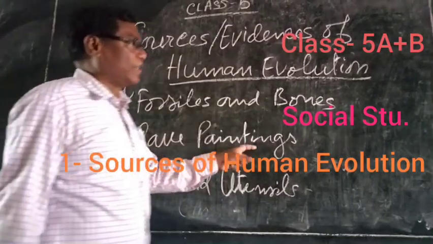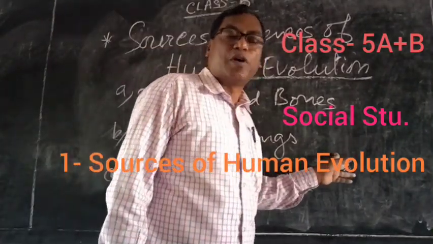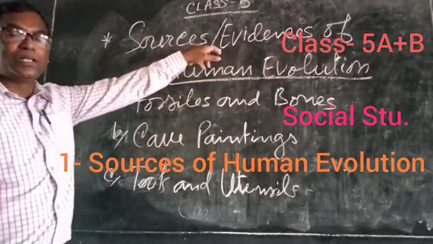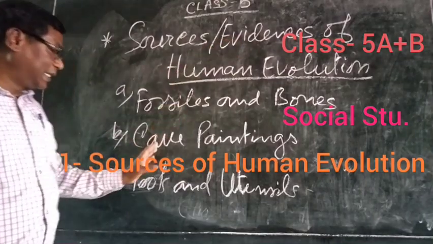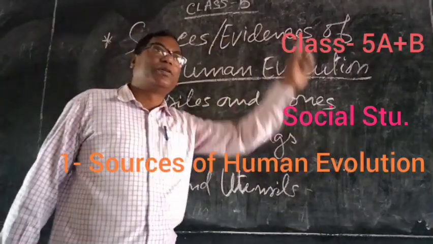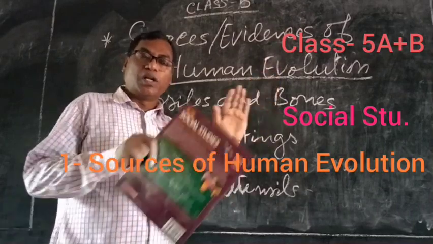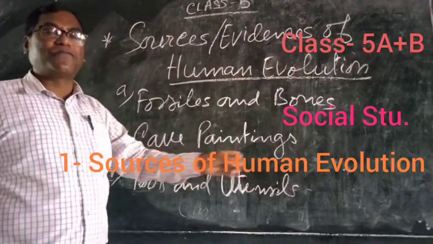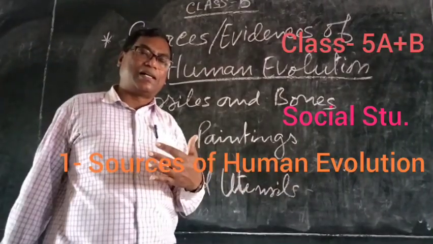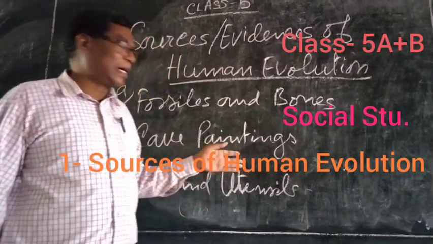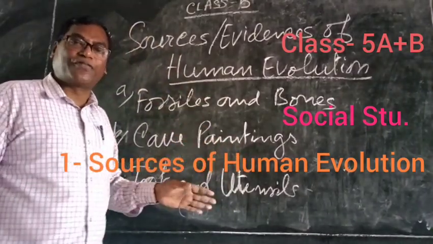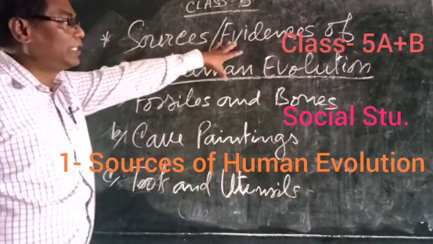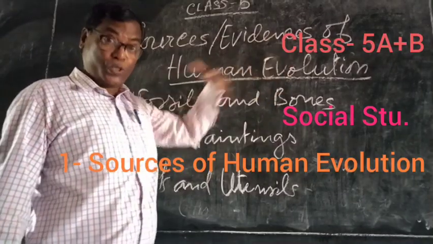Next one is the cave painting. Cave painting also gives a great amount of information about the people living in ancient times, because whatever they did, they painted on the rock, on the walls of the caves. We have examples like Bhimbetka in Madhya Pradesh. The original paintings there have not faded till today. So that gives information about the people living in the past.